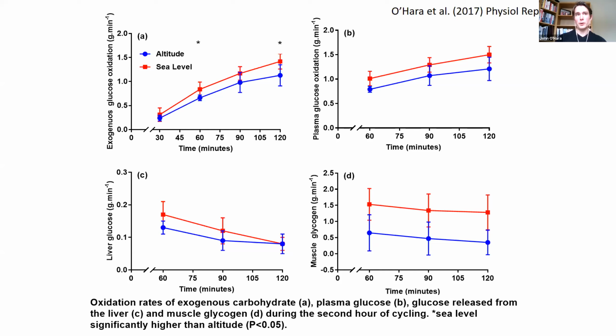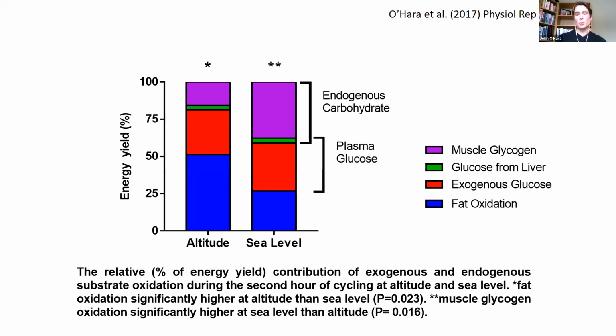Effect sizes were very large, but statistically the rates weren't significant. But when we then look to normalize the data set in terms of the total energy expenditure and look at the relative contributions to total energy yield, we actually again see that these data support the fact that fat oxidation was essentially twofold compared to sea level conditions, and muscle glycogen was significantly different on this occasion.